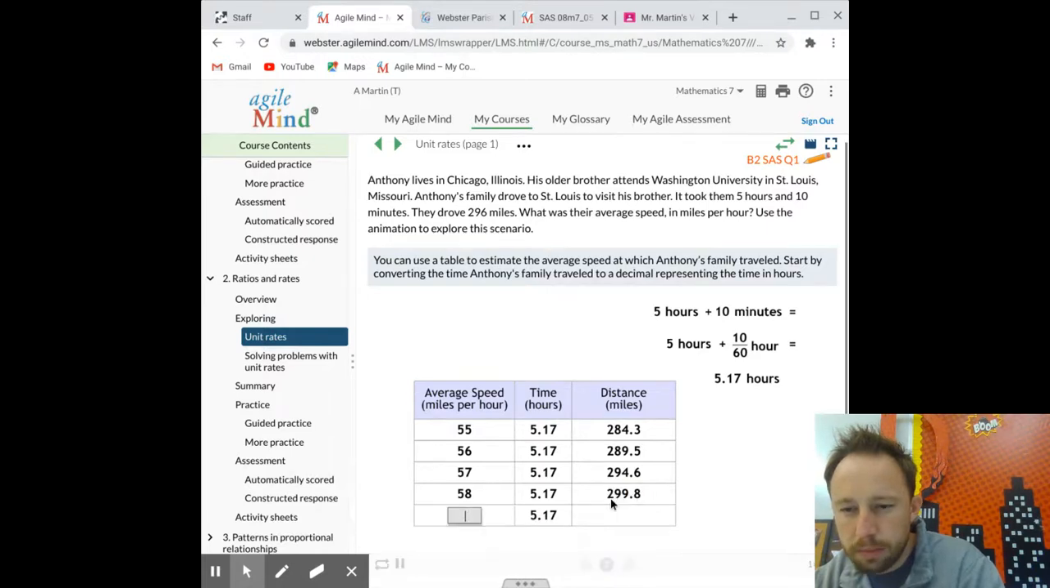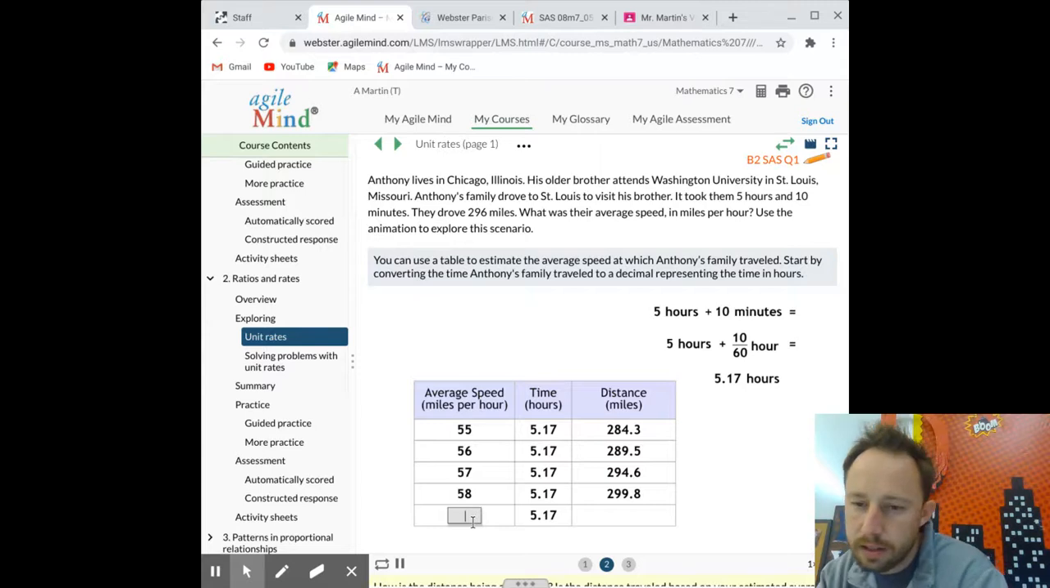So what does that mean? If they went 299 and here they went 294, that means they had to drive somewhere between what? 57 and 58 miles per hour. That's right. So we can't put a decimal in.